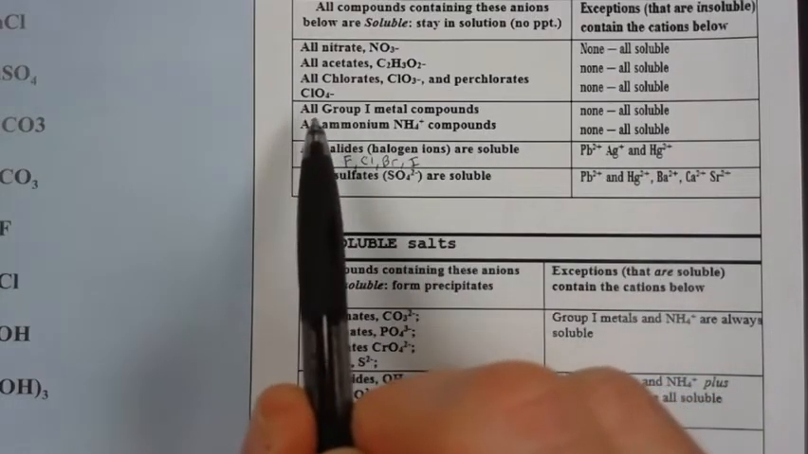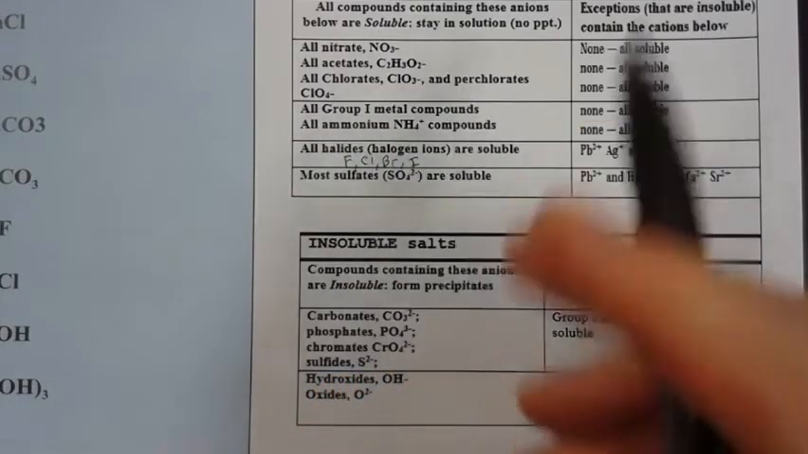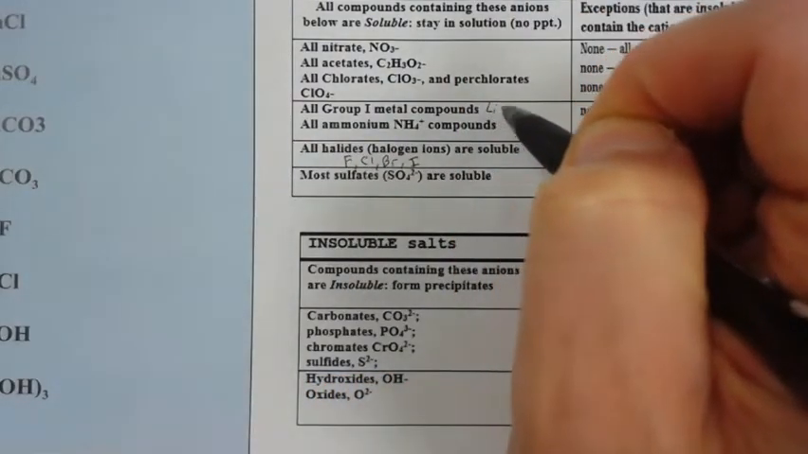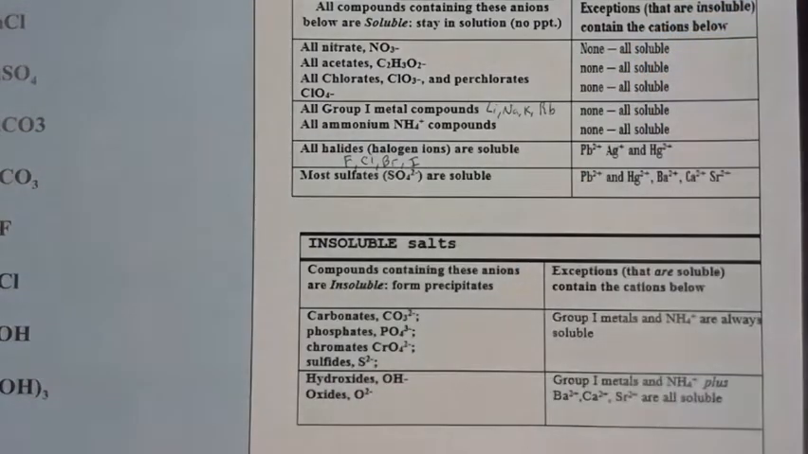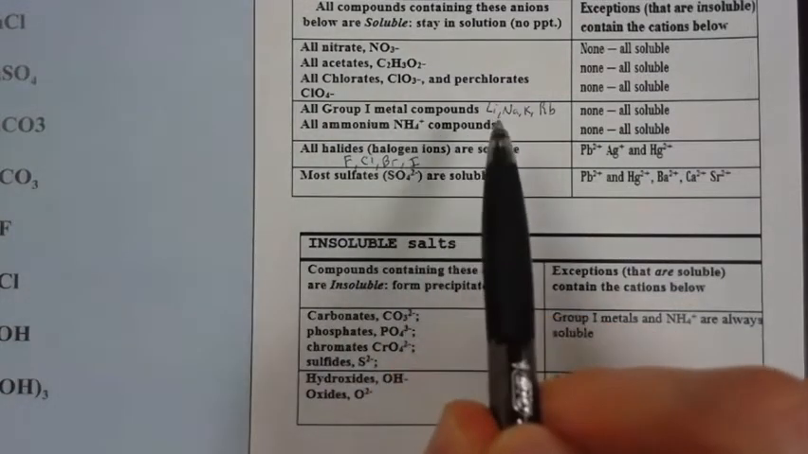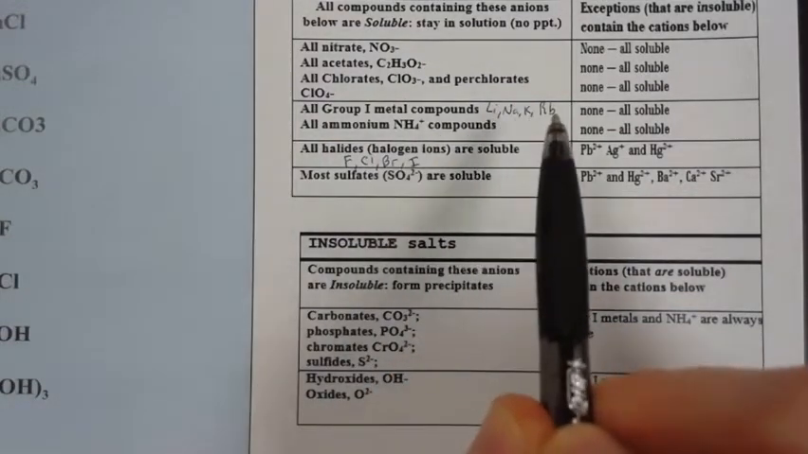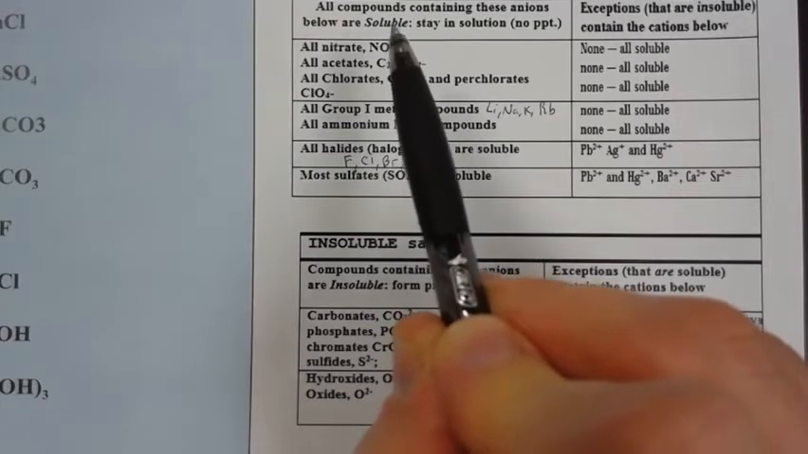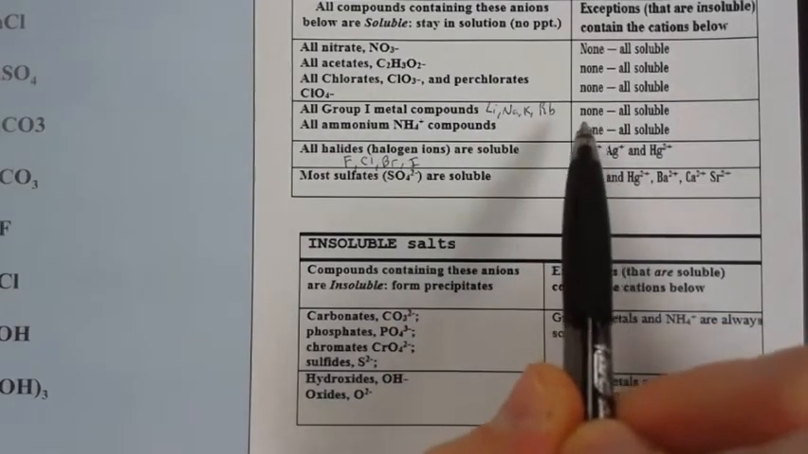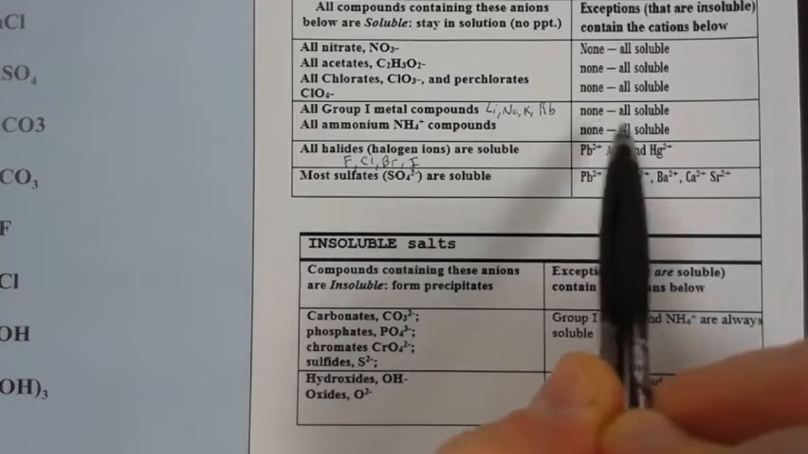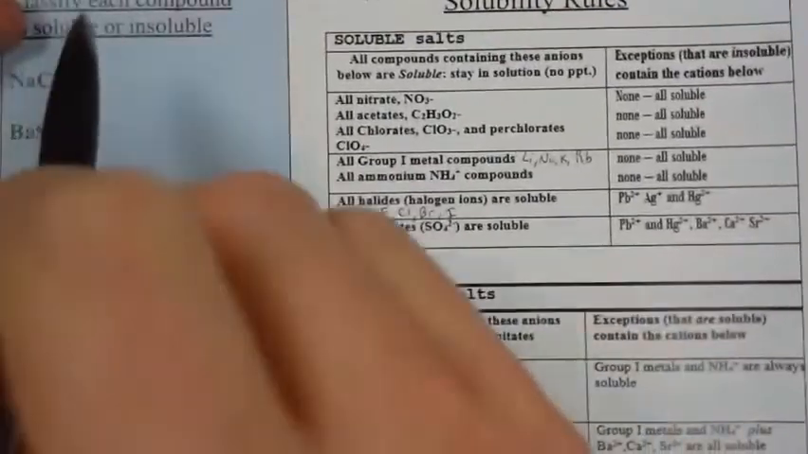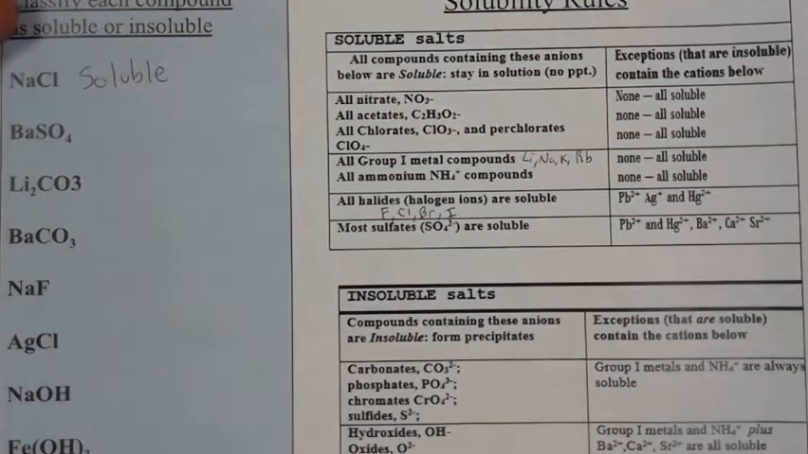The other thing that you'd want to notice is that the group 1 metals, those are lithium, sodium, potassium, rubidium, that first column. If we have anything that contains lithium, sodium, potassium, or rubidium, again, they're going to be soluble. And for those, there are zero exceptions. So everything that has those in it is soluble 100% of the time. So over here, we've got two rules that support this as, in fact, being a soluble compound.